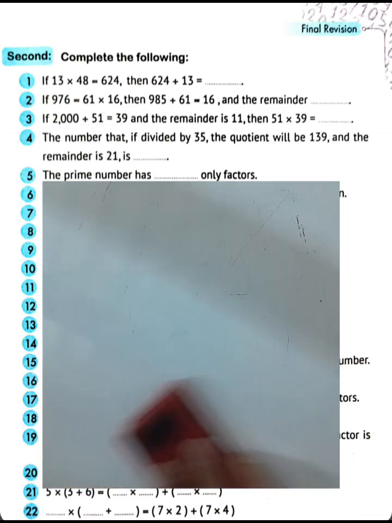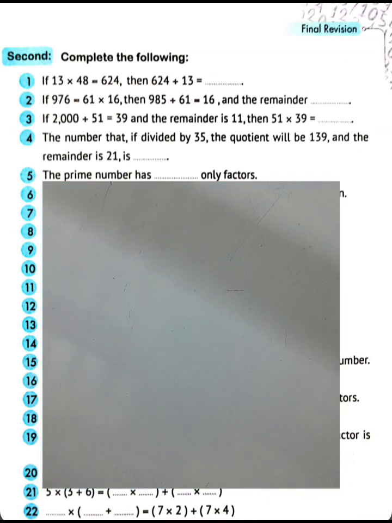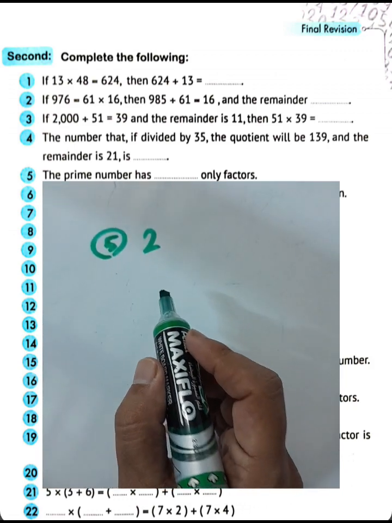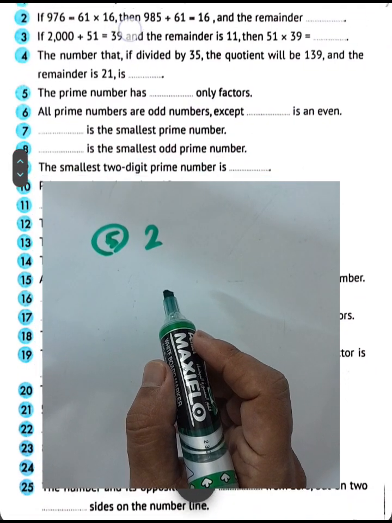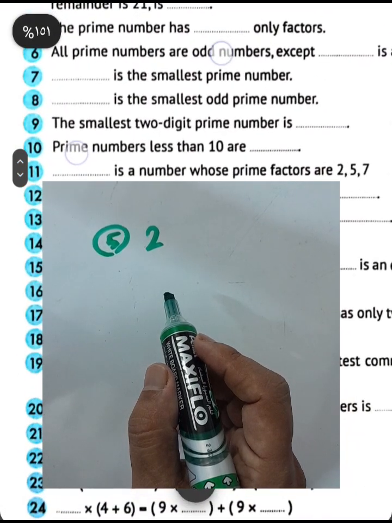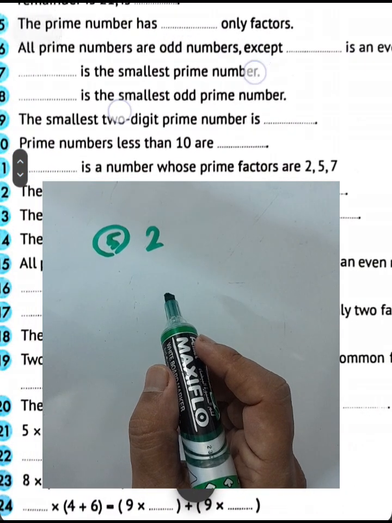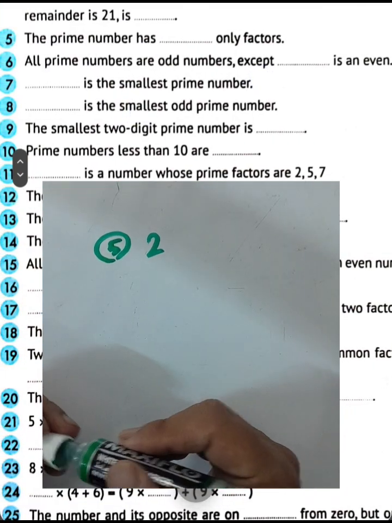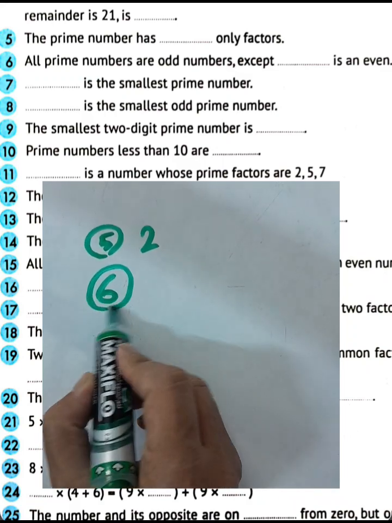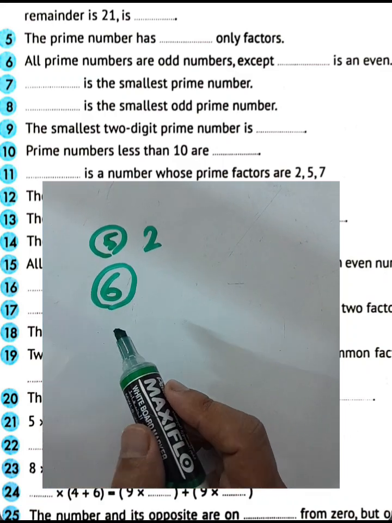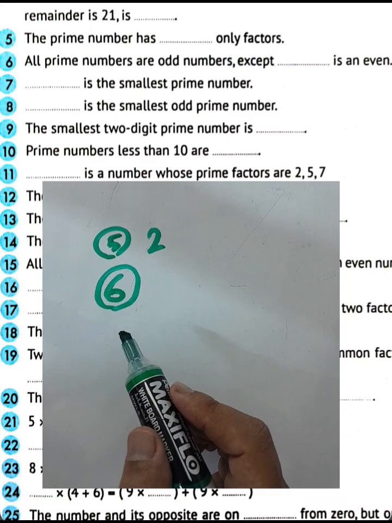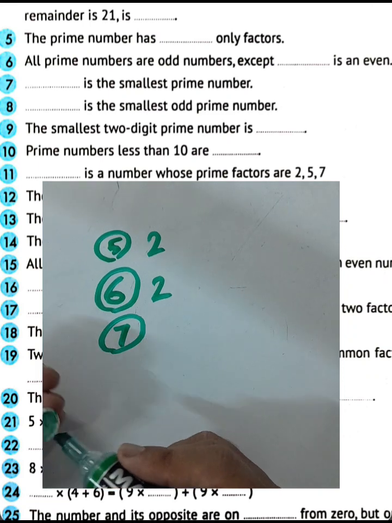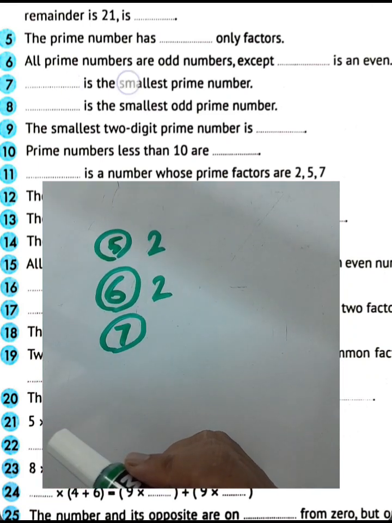Next question, number 5. A prime number has only 2 factors. Only a prime number has only 2 factors, and it can be divided by itself and one only. Question number 6. All prime numbers are odd numbers except 2. 2 is even. Question 7. Blank is the smallest prime number. The smallest prime number is 2.